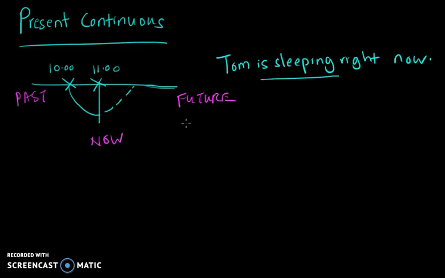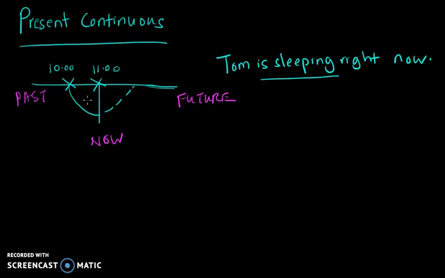Tom is sleeping right now. So what does this mean? Using this particular example and imaginary scenario, let's assume that it's now 11 p.m. Tom went to sleep at 10 p.m. tonight and he is still asleep. So when you talk about present continuous, it's an action that continues until the present, is in progress at the present time, and most probably it will continue into the future.